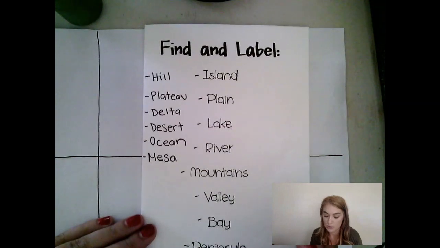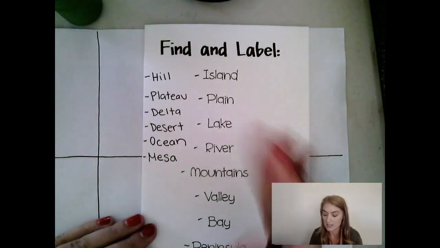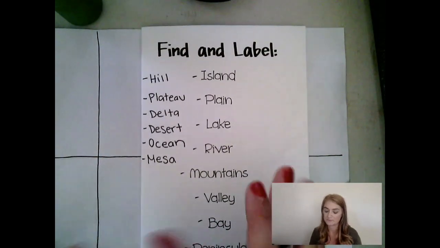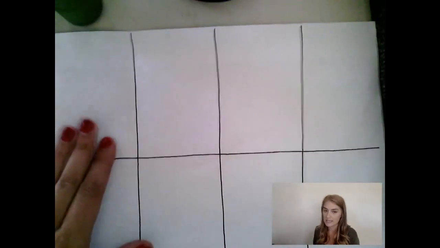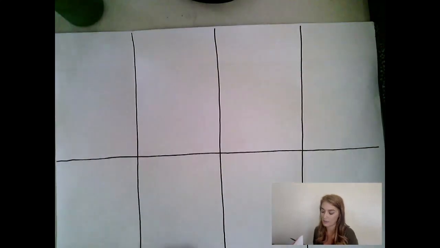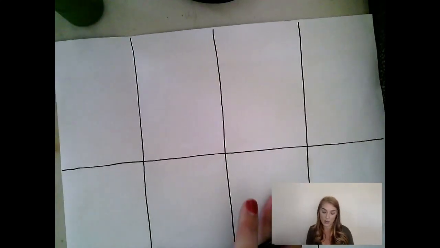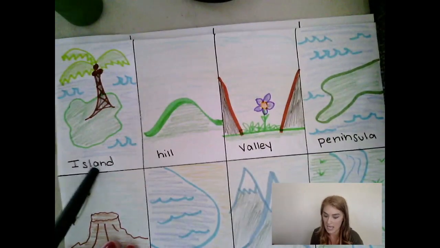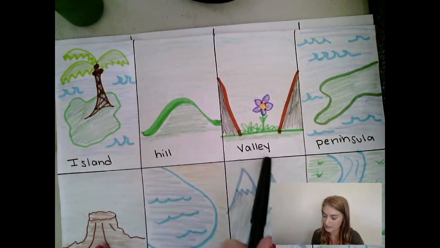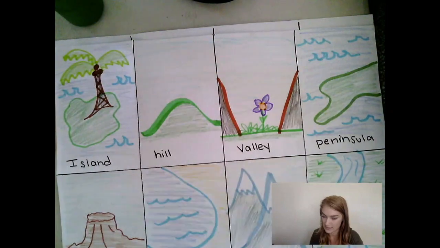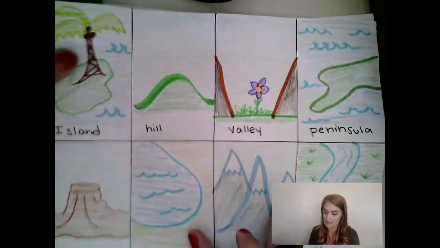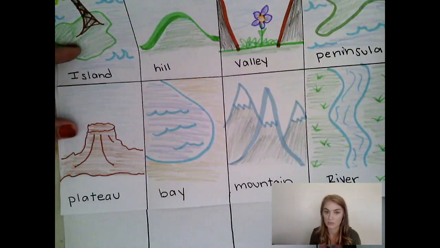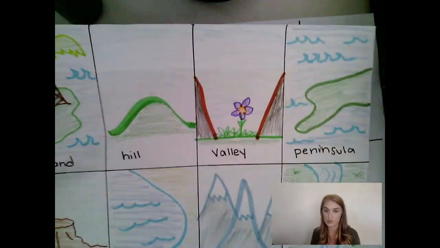So you are going to choose 8 landforms that you want to draw a picture of. You will put the 8 at the bottom of your boxes, labeling what your picture is. So I chose island, hill, valley, peninsula, plateau, bay, mountain, and river. You do not have to choose what I chose.